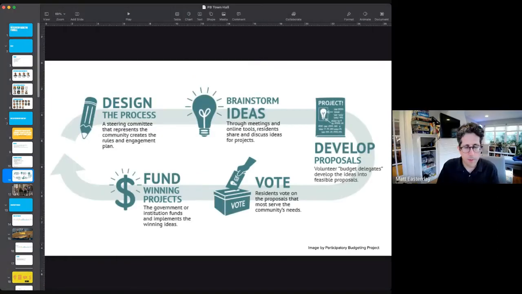So the way PB works, there's basically 6 steps. In the first step, there's a steering committee that decides what the rules of the process are going to be. Next, anyone who wants to can brainstorm ideas about what we should spend the money on. And then it goes into a developing proposals phase where volunteers, about 40 or so, work for several months developing the ideas into things that can spend money on. And then in probably about next summer or so, we all get to vote on which ideas we want to fund. And then the city funds those ideas.